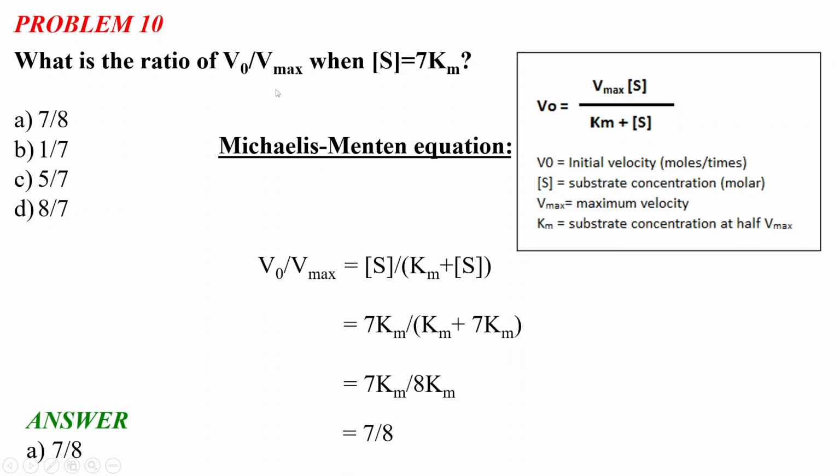So, what is the ratio of V0 by Vmax? As you can see, V0 equals Vmax times S divided by Km plus S. Now, if you take this Vmax to the left hand side, what will we have? We will have V0 by Vmax equals S divided by Km plus S. In the question, S equals 7 Km. So, we have 7 Km divided by Km plus 7 Km. The Km cancels out, and the answer is 7 by 8.